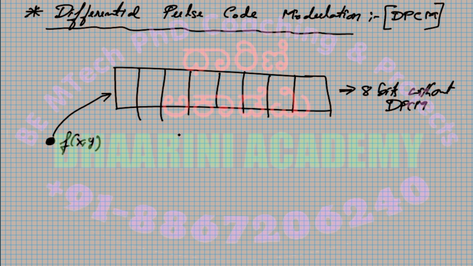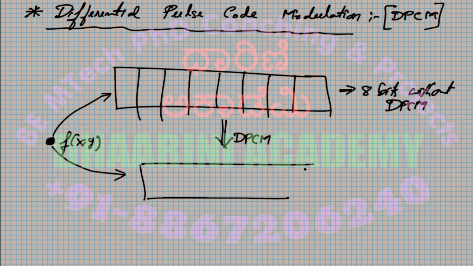All right, let me assume that instead of using this, I apply the DPCM modulation. Now if I try to represent the same thing, you require less space. So only the amount of space required to store a single sample got reduced. Maybe 4 bits. Now you see that we never altered the number of f of x,y. The number of samples we never reduced.